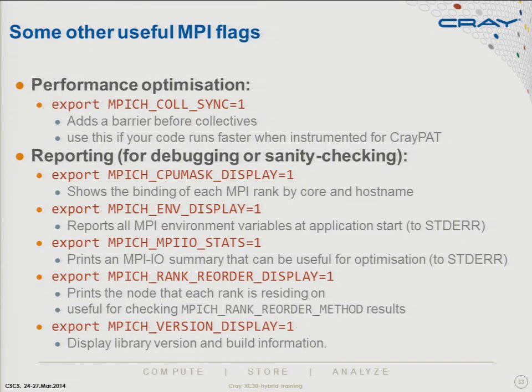And finally, you can get information about the library printed out. So yes, this is extra information in the log of your job script, but there's really no reason not to set these. They're not going to have a performance implication because they only actually do anything in MPI startup or MPI finalize.